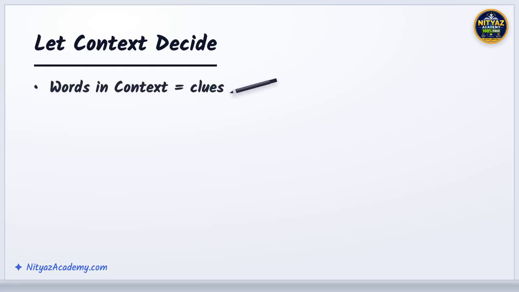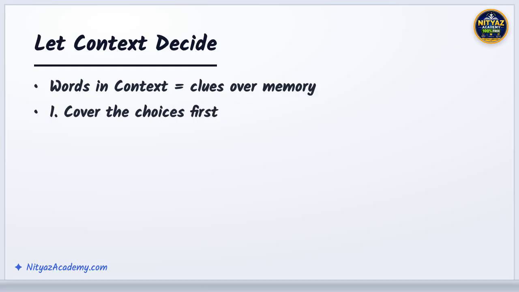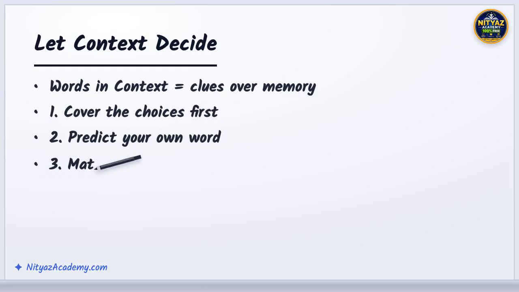Hello again. Words in context isn't a vocabulary memory test, it's a clue reading test. The smart move is to cover the answer choices, read the sentence, and predict your own word that fits the blank. Then match the choice closest to your prediction. Letting context decide stops you from getting fooled by a fancy word that doesn't fit the meaning.